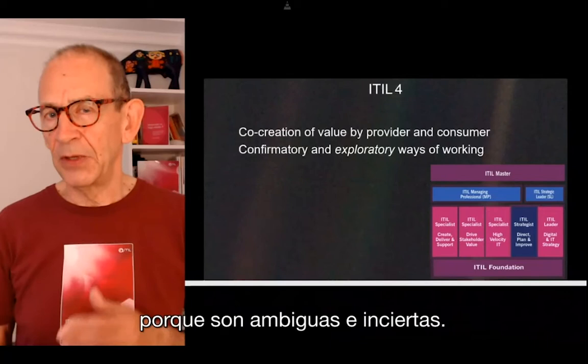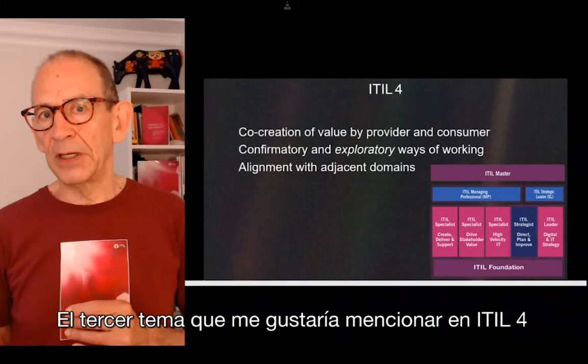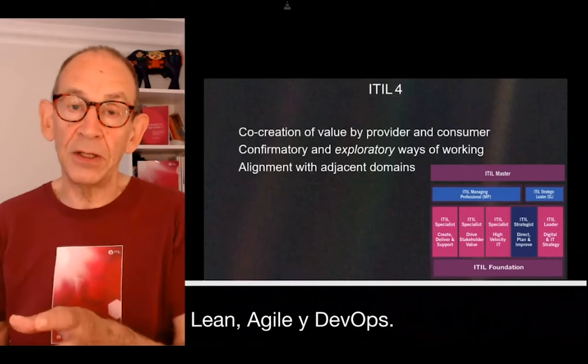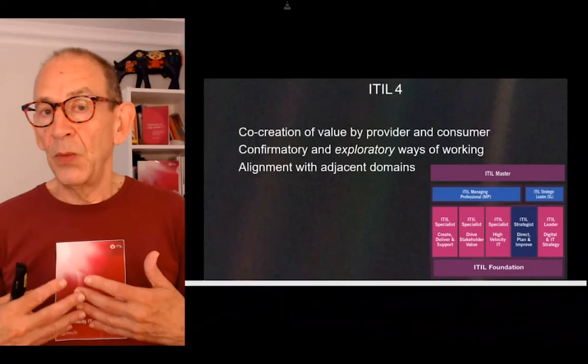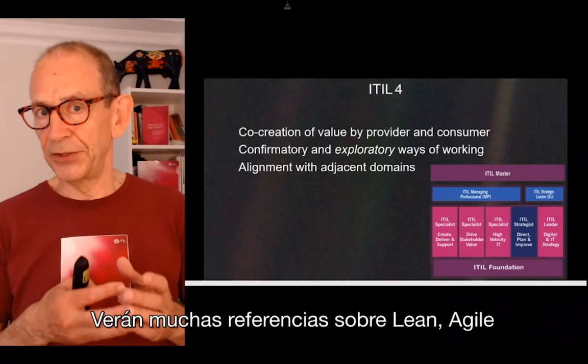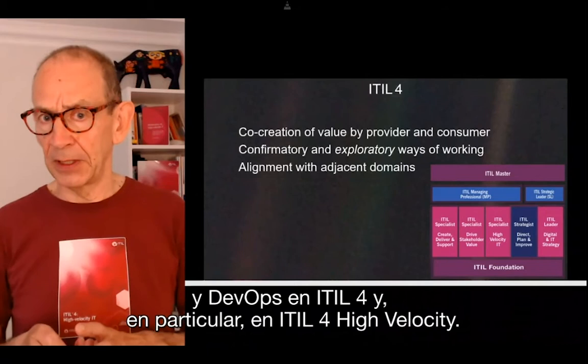The third topic I'd like to mention in ITIL 4 is the recognition of adjacent domains such as the Agile community, DevOps, with whom we interact, and by whom we can be inspired to do things differently. You'll see lots of references to Lean, Agile and DevOps in ITIL 4 and in High Velocity IT in particular.